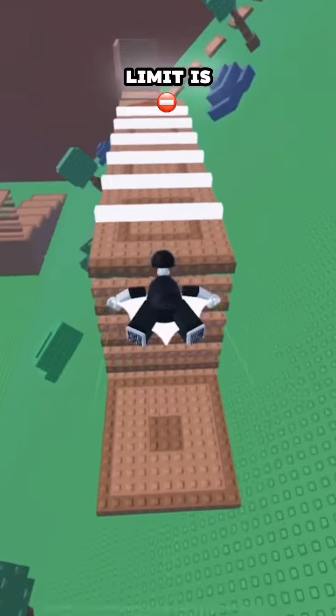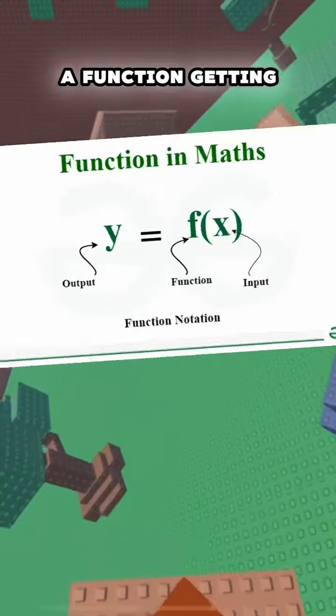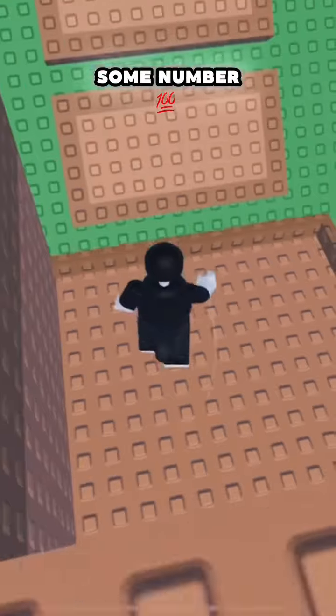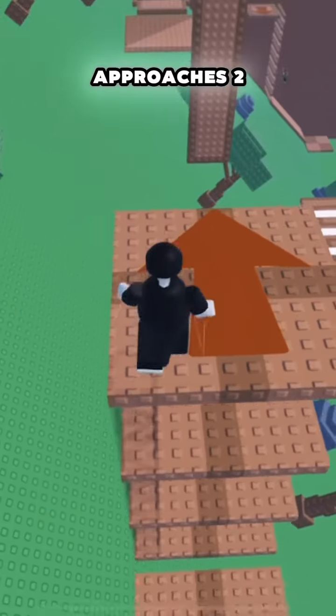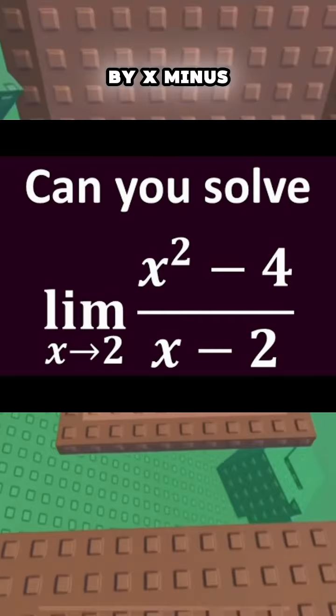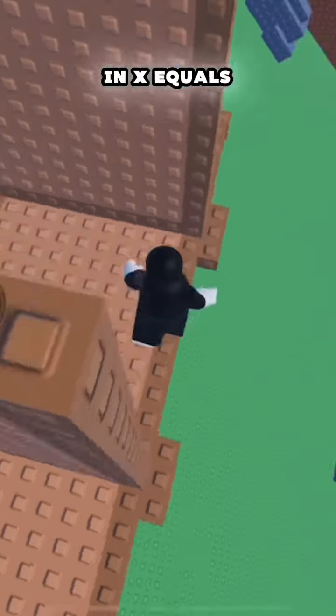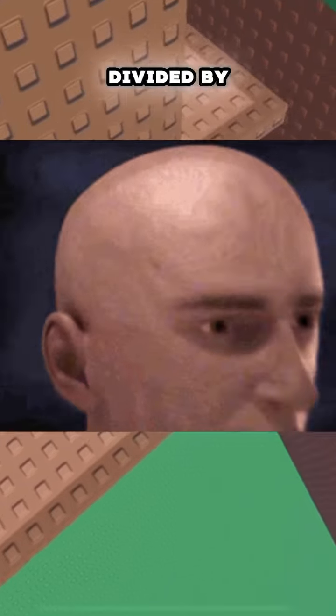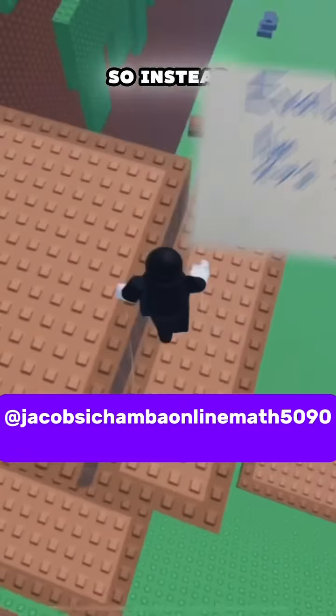Let's start with limits. A limit is just asking, what value is a function getting really, really close to as x gets close to some number? Also, the number is mostly in the set of real numbers in calculus. For example, find the limit as x approaches 2 of (x squared minus 4) divided by (x minus 2). If you try to plug in x equals 2 directly, you get 0 divided by 0, which will give you brain damage. So instead, factor the numerator.